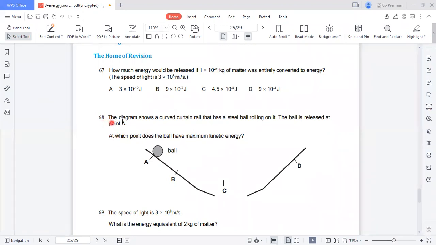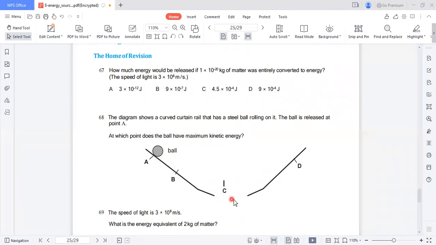Number 68, the diagram shows a curved curtain rail that has a steel ball rolling on it. The ball is released at point A. Here is the ball from where it is going to be released. At which point does the ball have maximum kinetic energy?